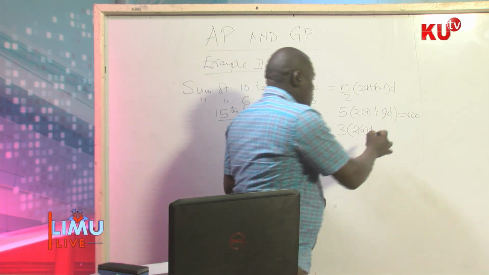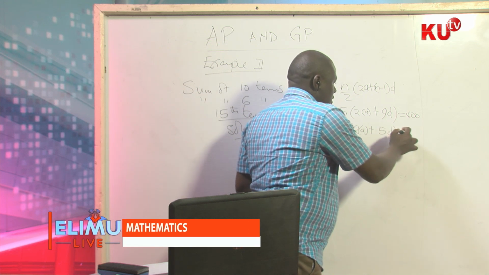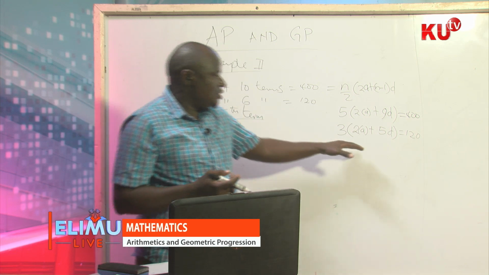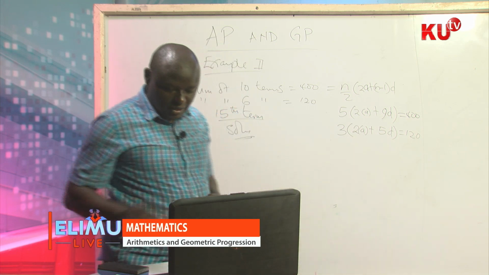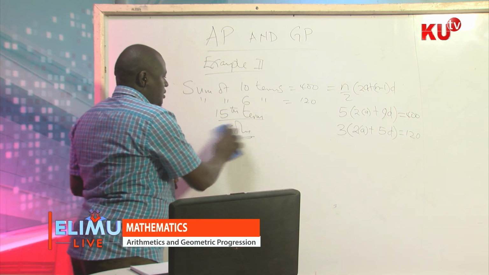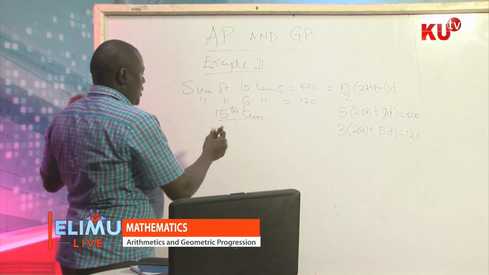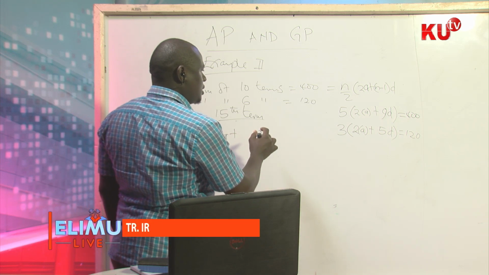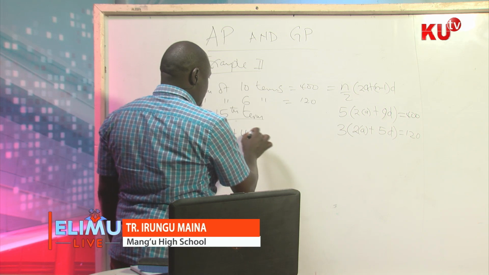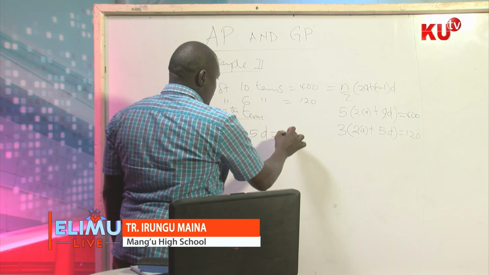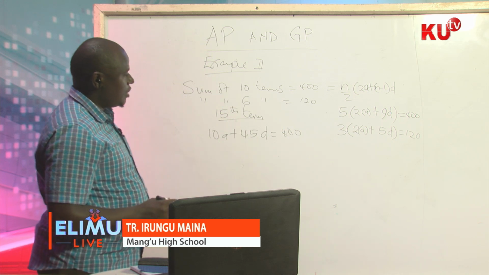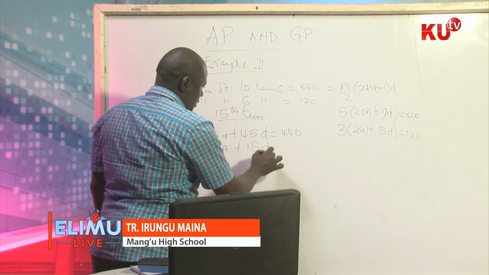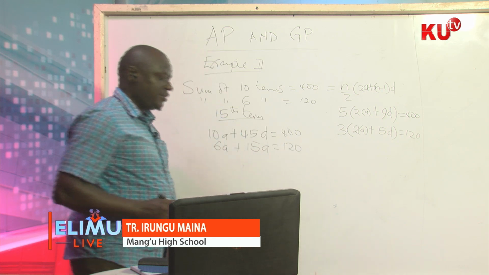Our n is 6, so 6 minus 1 is 5. D, this should give us 120. Now, class, we have 2 equations here. Let us open these brackets and see what we got. In that case, we have 10A plus 45D equals 400. The other one, we have 6A plus 15D equals 120.